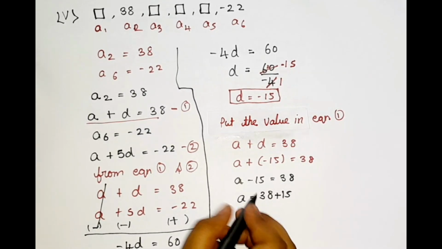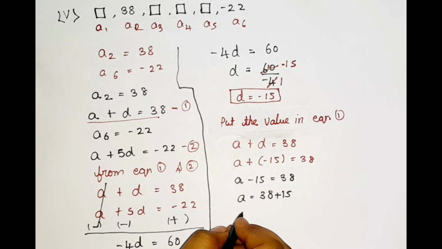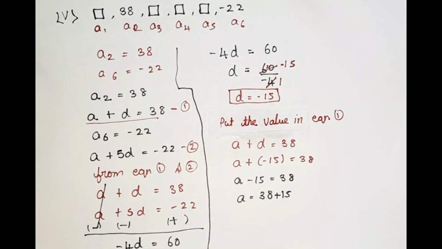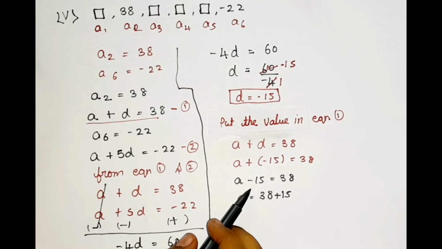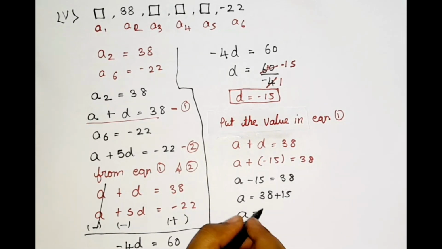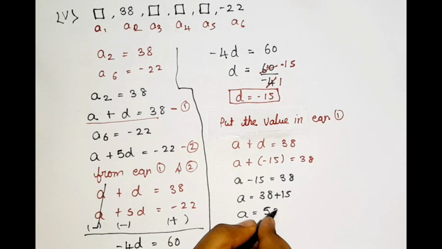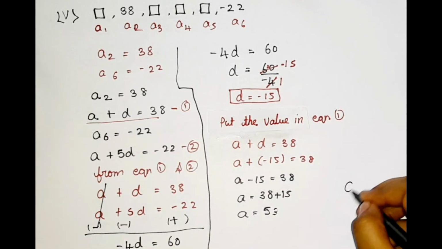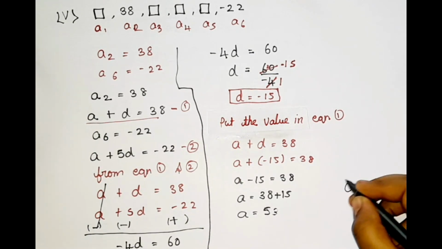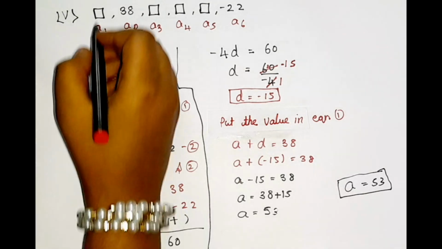Why is it plus 15? Here it is minus 15, right? When it comes to that side, it changes into plus 15. I am literally sorry, guys. So when minus 15 comes to that side, it changes into plus 15. Okay, and A is equal to, so 38 plus 15 is going to be 53. Okay, so what is the A value? So the A value is 53.